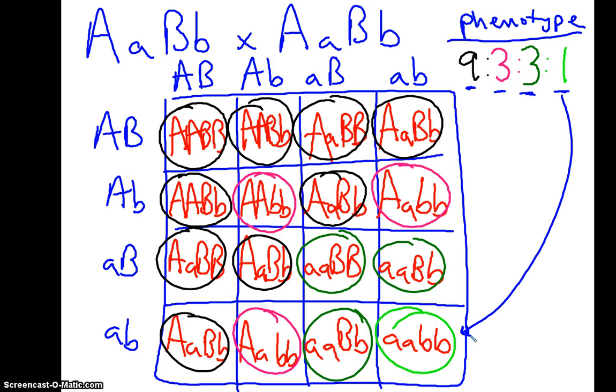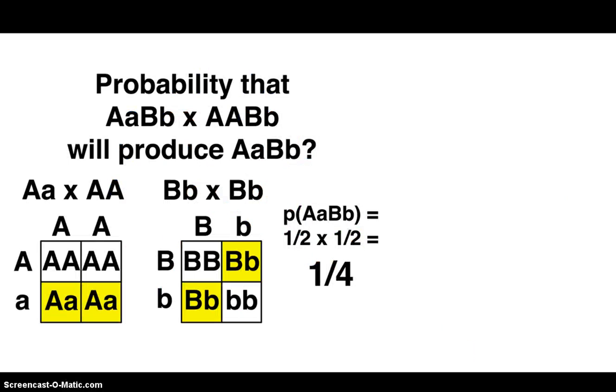Now what I want to do quickly is show you a method that will make it a little bit easier and quicker to solve the probabilities for dihybrid crosses. Let's look at this first one. Here we're going to cross 2 individuals, 1 and 2. The first individual is completely heterozygous for both A and B. The second individual is homozygous dominant for A and heterozygous for B.